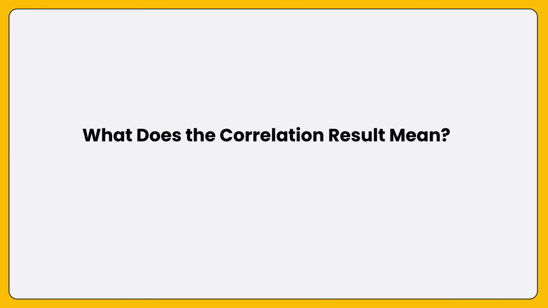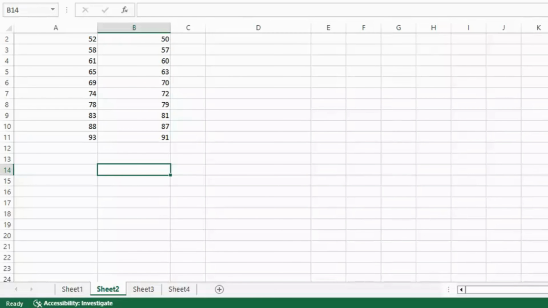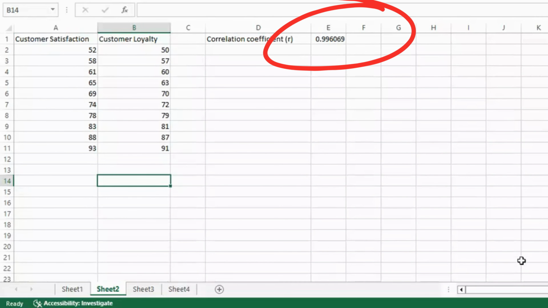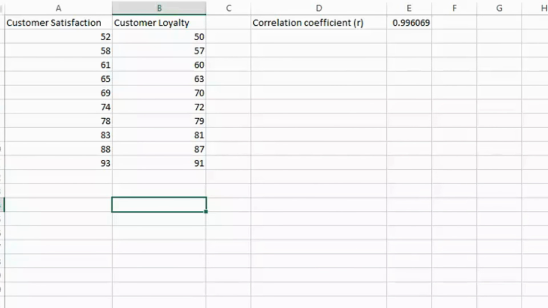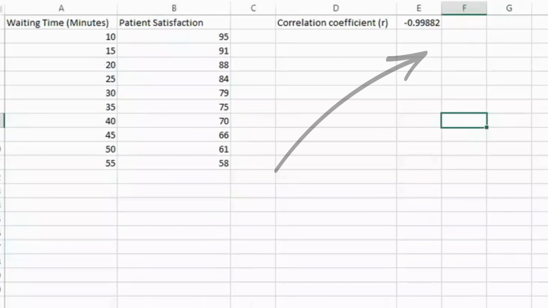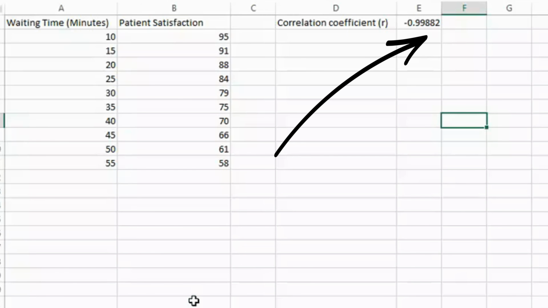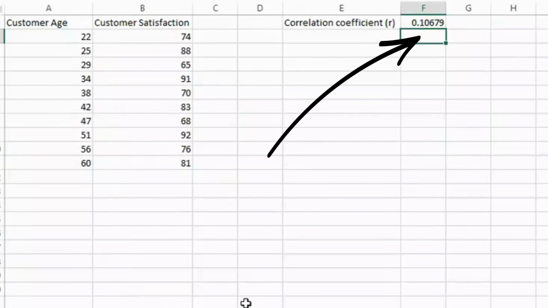What does the correlation result mean? After running a correlation test, statistical software gives you a single number called the correlation coefficient. This number ranges from -1 to +1. If the value is close to +1, the two variables increase together. For example, if customer satisfaction increases, customer loyalty also tends to increase. If the value is close to -1, the variables move in opposite directions. For example, as waiting time in a hospital increases, patient satisfaction tends to decrease. If the value is close to 0, there is little or no relationship between the two variables.